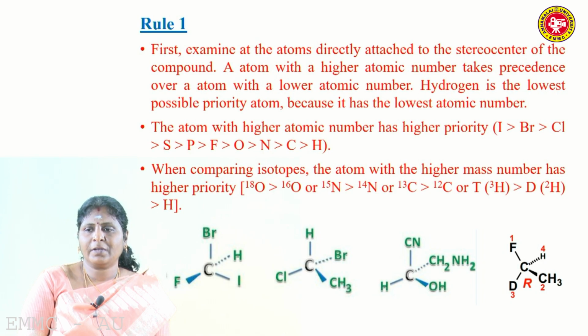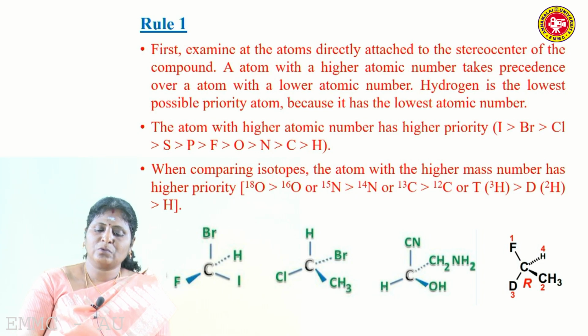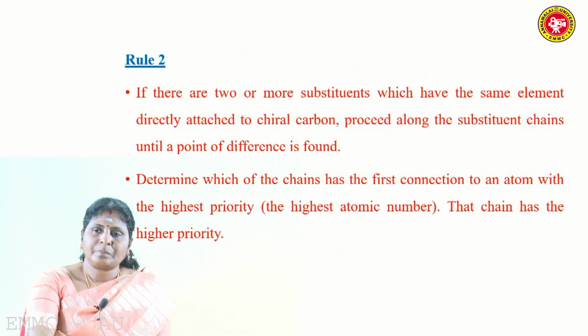Like that, N15 and N14. Here we have to consider the mass number only, C13 and C12. So when isotopes are attached to an atom, in that case we have to seek the mass number.